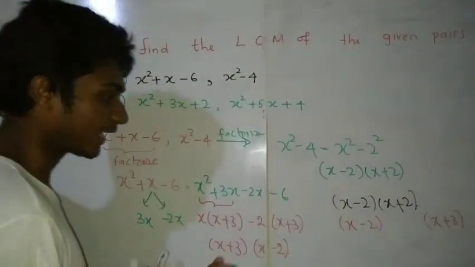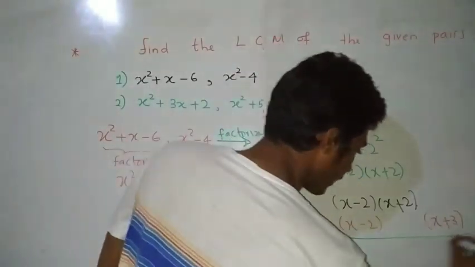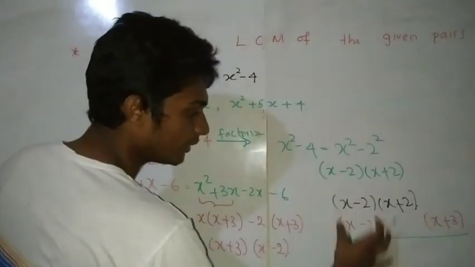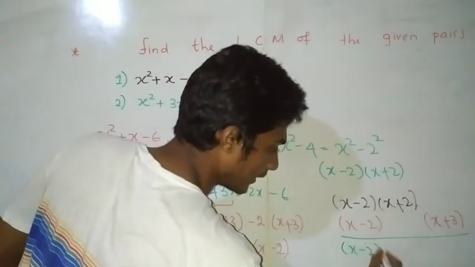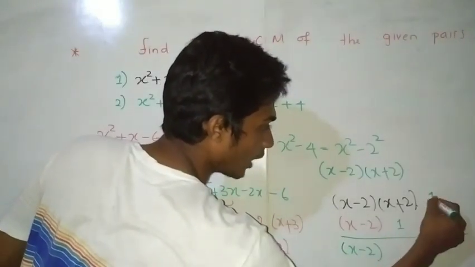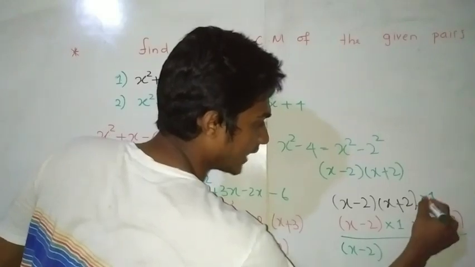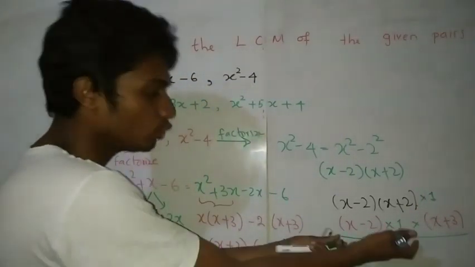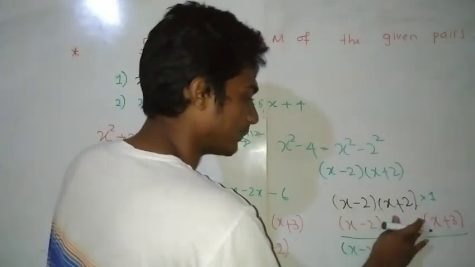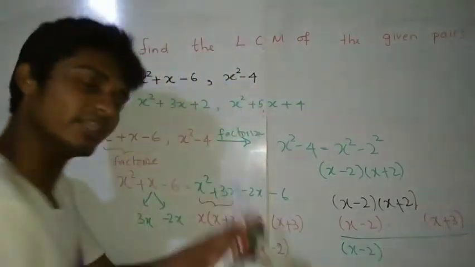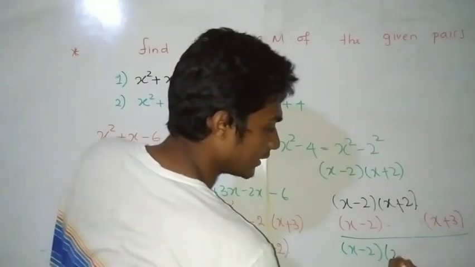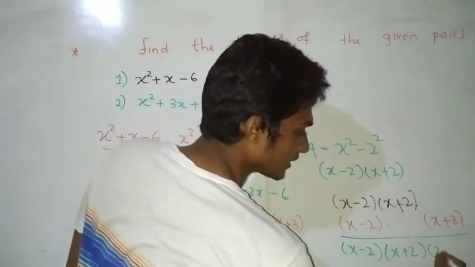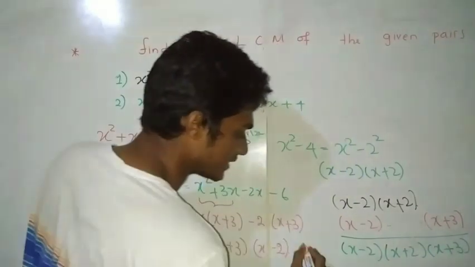Now what I can do is put a small line, and common terms I should write only once, so x minus 2, right? Here I have 1 into 1. That's the idea, no? X minus 2 into 1, no? Even if you don't put anything, it doesn't really matter, but it's 1. Okay, if it is confusing, don't put 1. Put this x plus 2 directly down, and x plus 3 over here, and this is the LCM.